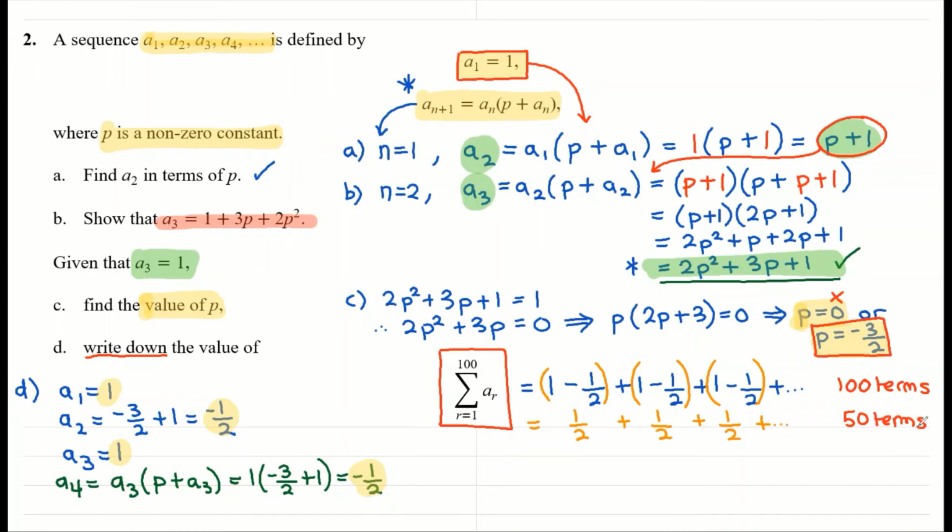And that's really straightforward. So I can just say, right, well, this is just going to be a half, but 50 times. So the sum would be 25.